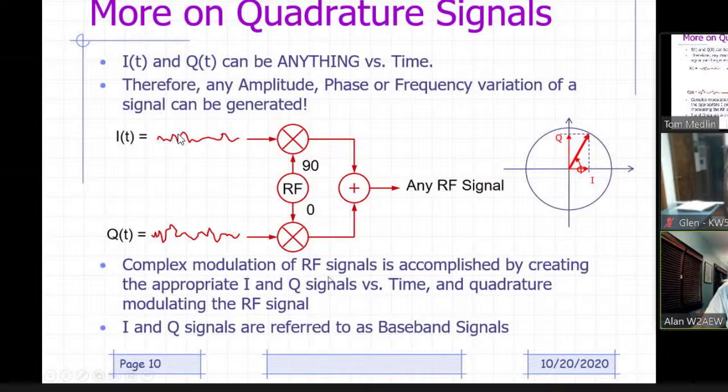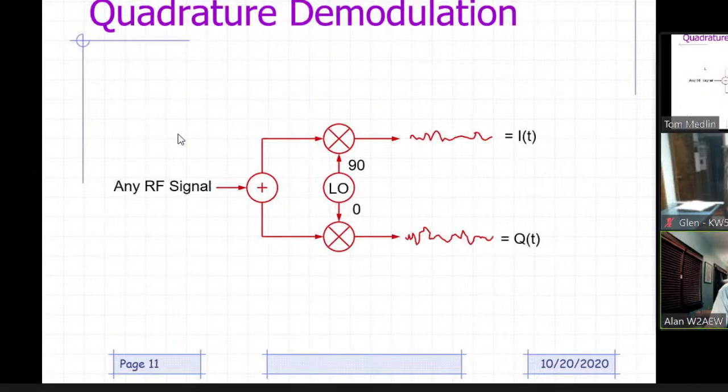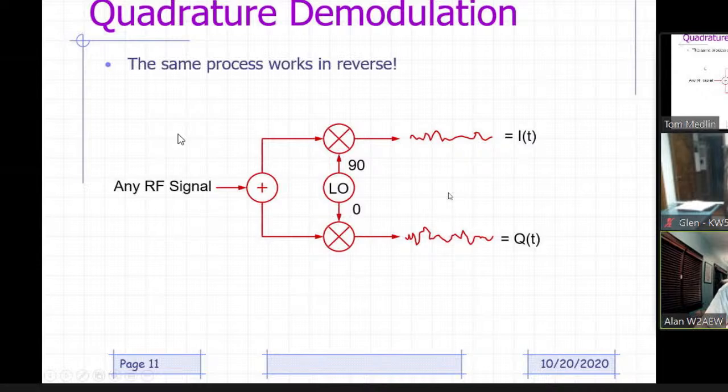So complex modulation of RF signals is just creating the right set of I and Q, right? And those I and Q signals are often referred to as the quadrature signals, or often called baseband signals. These terms are typically used interchangeably. Now this is all describing the transmit path, if you will. But all of that works in reverse the same way. So any RF signal coming in can be quadrature demodulated with a quadrature LO, using a 0 and 90 degree local oscillator to create the quadrature analog signals. So the same process works in reverse.